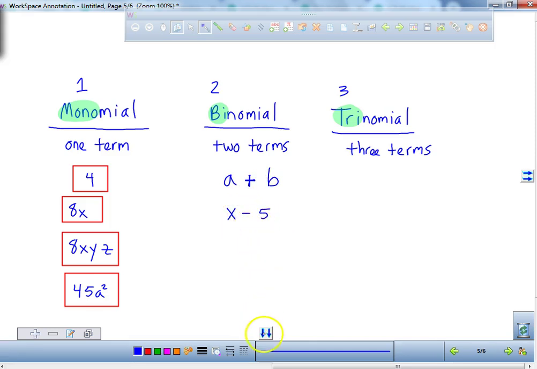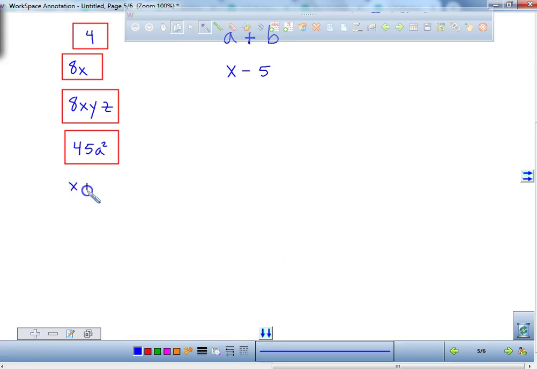Alright? This is where it gets a little bit tricky. Watch this. If I said x plus x, some students might say, oh, that's a binomial, but we can actually combine these like terms to get 2x. So x plus x becomes what? 2x, which is still a monomial. And what if I said x times x? That's not 2x, it's actually a monomial. Because what is x times x? x squared, which is still a monomial.